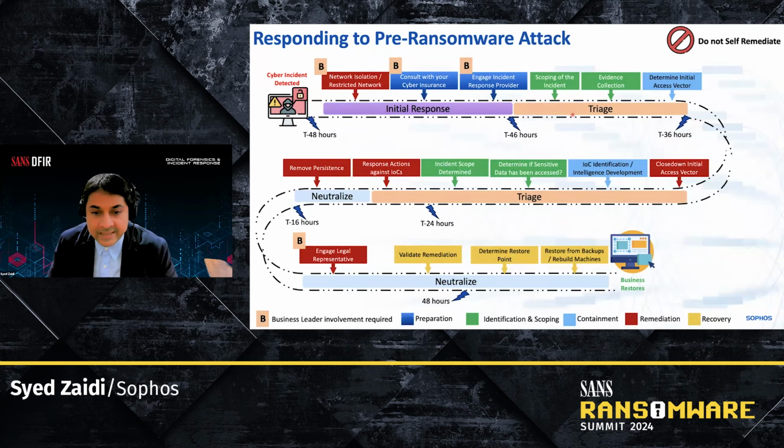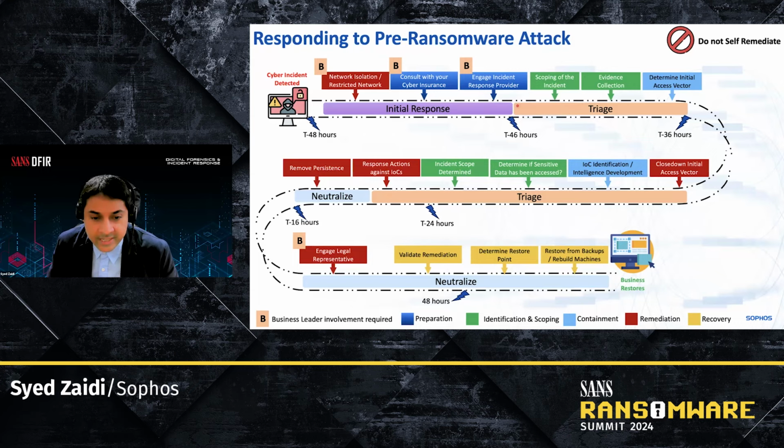So once you are in this attack and you have done a network isolation or network restriction, consult with your cyber insurance. You can see here that it has a B. B means that all these decisions which have a B require business leader involvement. That's why it is very important that business and technical leaders sit together and discuss while responding to these types of attacks. Once you have consulted with your cyber insurance, engage the incident response team.